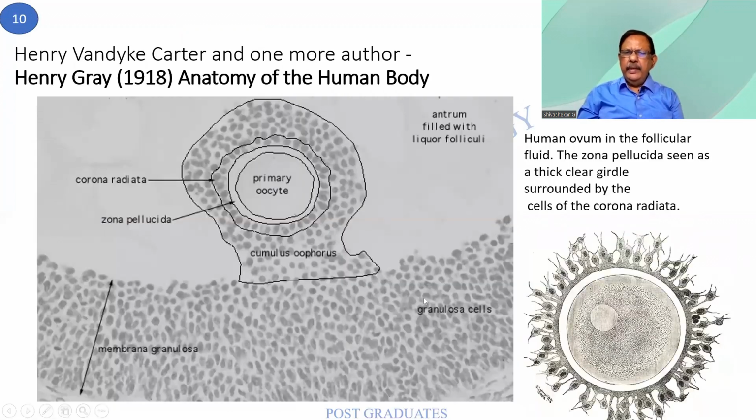The same thing is being reflected in this diagram thanks to Gray's Anatomy over here. These are the granulosa cells, the membrana granulosa, and this is the pedicle or the stalk, the cumulus oophorus. The corona radiata is over here, which is mentioned in this diagram. And the zona pellucida is the clear zone that is seen in this. So these you people have in mind.